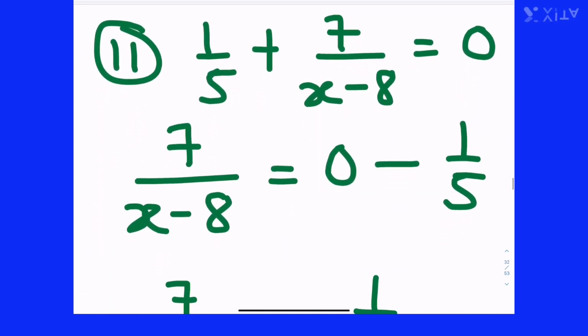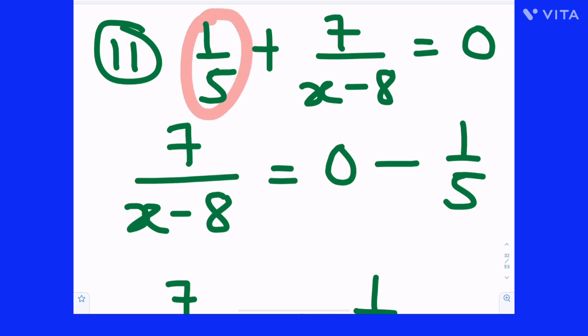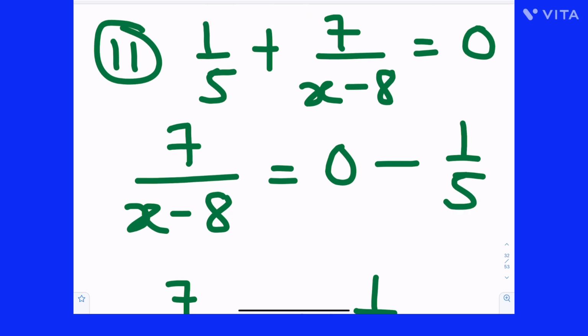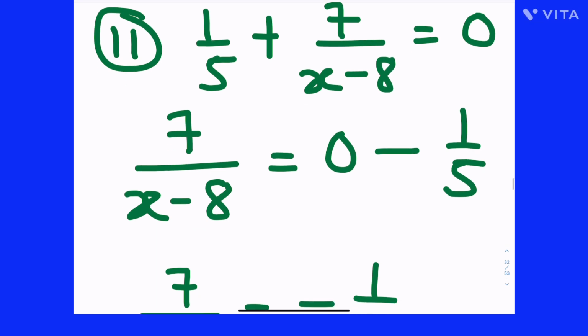Number 11. Take 7 over x minus 8 to the right. It becomes what? No. Leave 7 over x minus 8 on the left and take 1 over 5. This constant 1 over 5, take it across the equality sign to the right. It becomes minus 1 over 5. So you now have 7 over x minus 8 is equal to 0 minus 1 over 5.